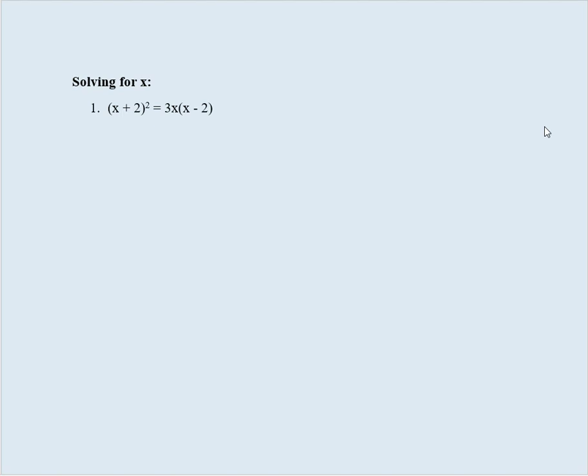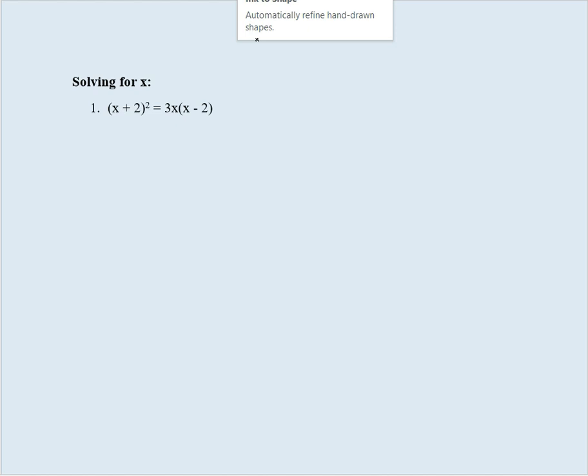Hello everybody, I'd like to go through a few problems that involve us solving for x. So let's begin with this first one. X plus 2 all squared is equal to 3x into x minus 2.